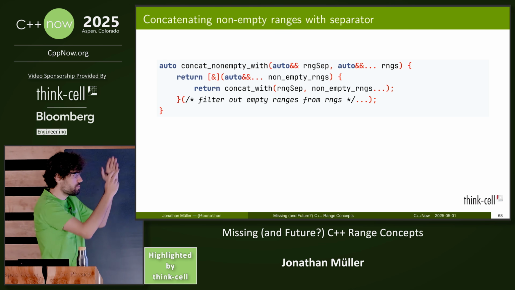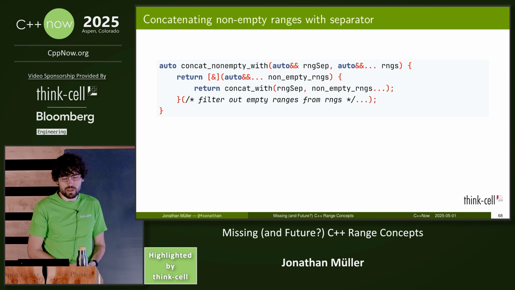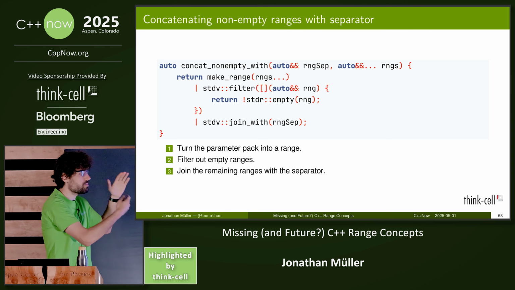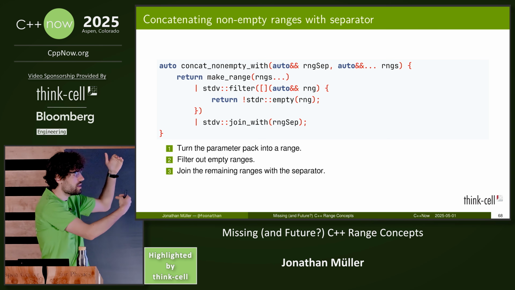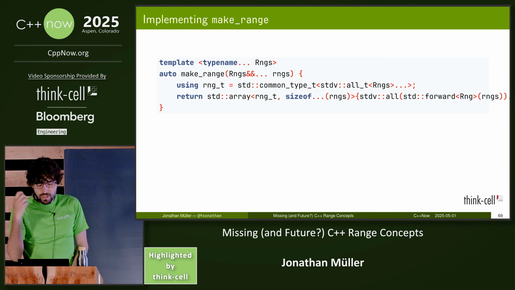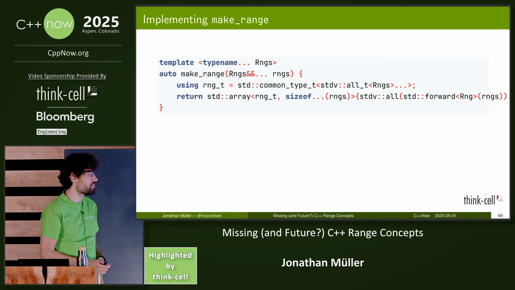And this is what I prototyped and gave him just so he can continue working. But I really wanted to make this work somehow, right? Just because we want to do everything with ranges. So if this could just work, that would be nice. And so the first hurdle is the implementation of make range.